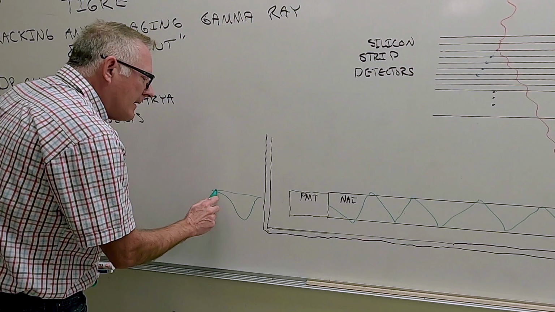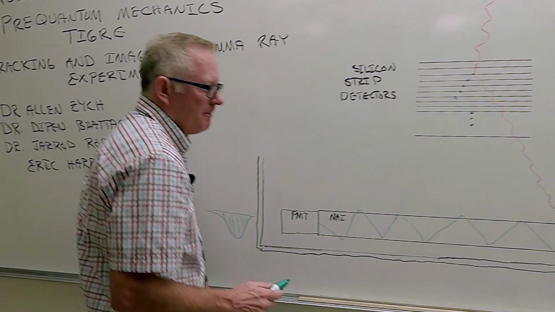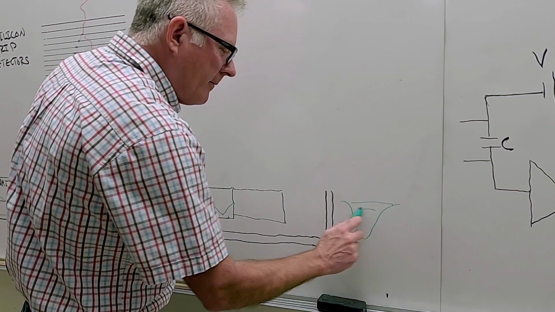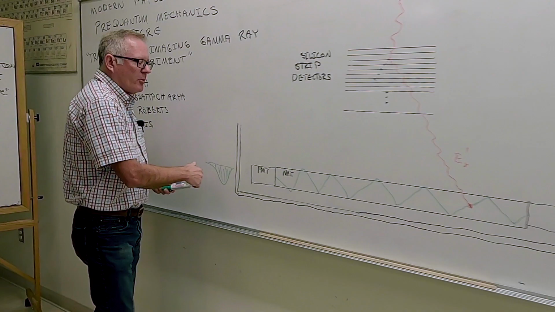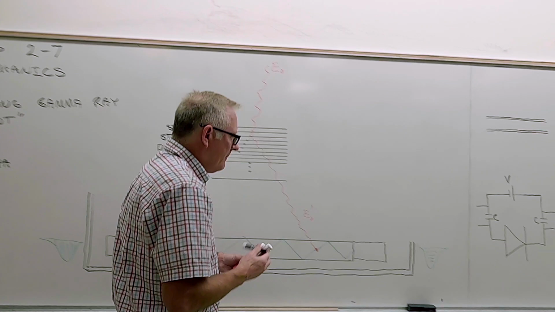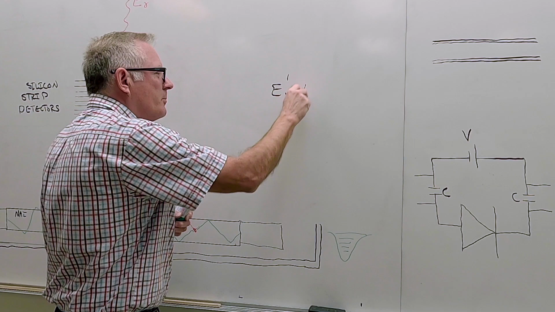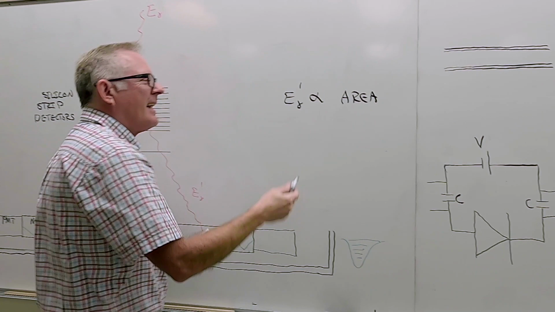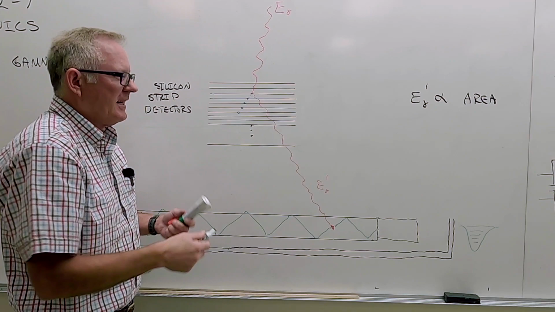And if you take the area of this, it tells you how much energy came here. If you get the area on this side, it tells you how much energy you deposited there. And the area is proportional to the energy loss right here. So if we add this area up and that area up, we can get E gamma prime. E gamma prime is proportional to this area. Now we can calculate the proportionality constant because we can put radioactive sources in here and get the proportionality. So we know E gamma prime.